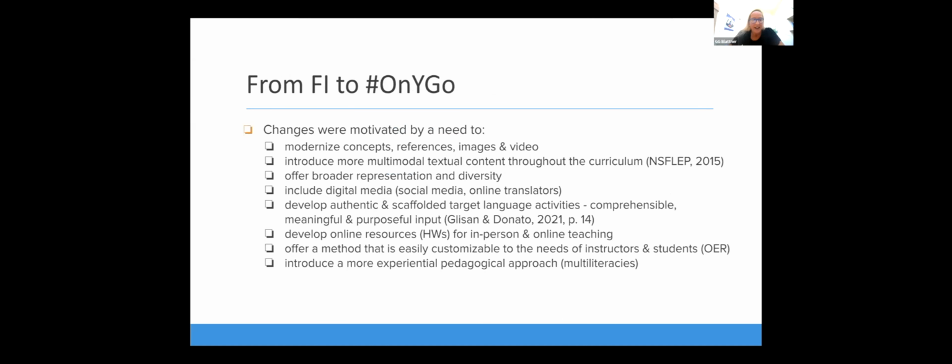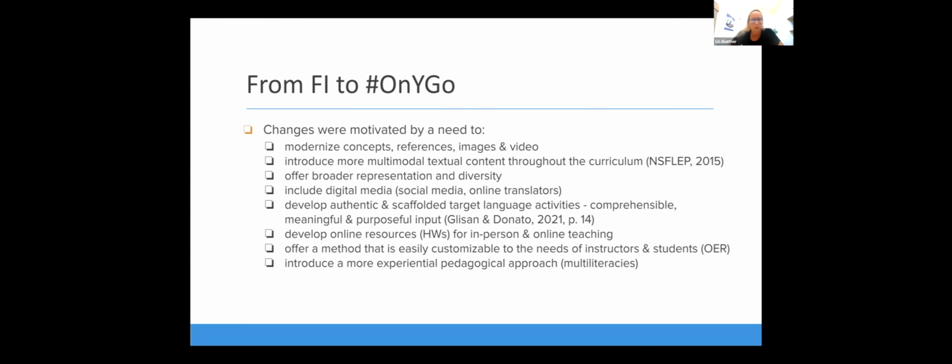So first, as I mentioned, ONIGO was based on Français Interactif. So we really wanted to basically update this method in different ways. So we wanted to modernize concepts that were presented in the previous textbook. We wanted to modernize the references, the images, and the videos, which we all think are very important to keep our students engaged in learning French. We also wanted to introduce a more multimodal textual content throughout the curriculum.